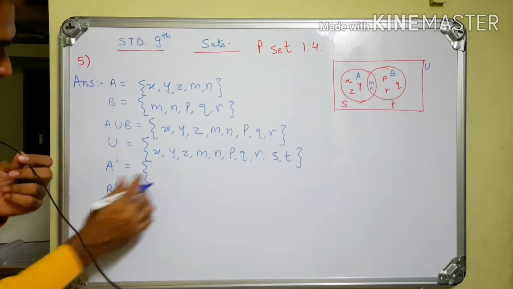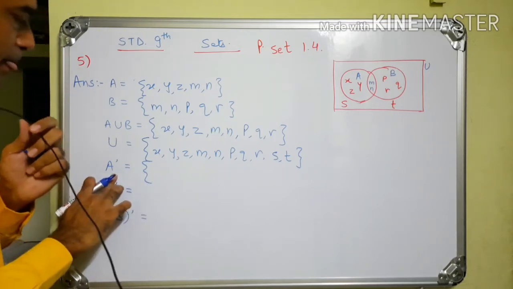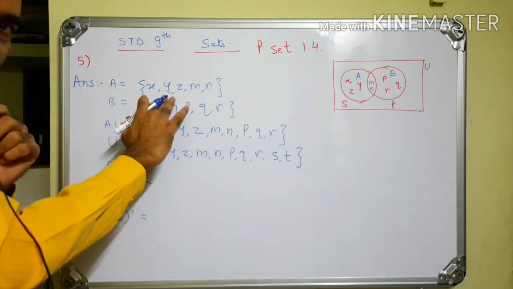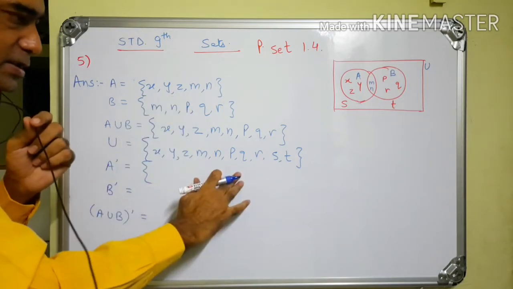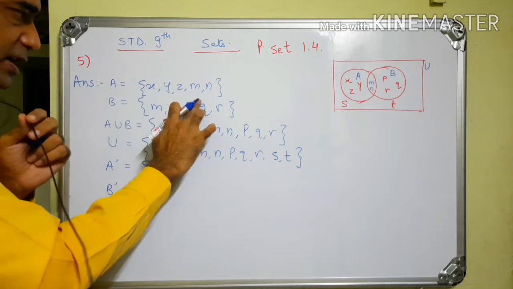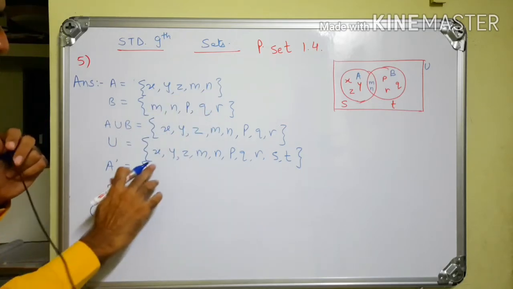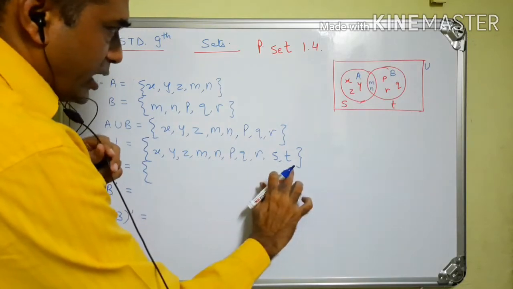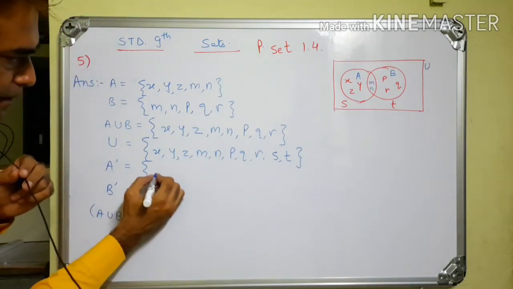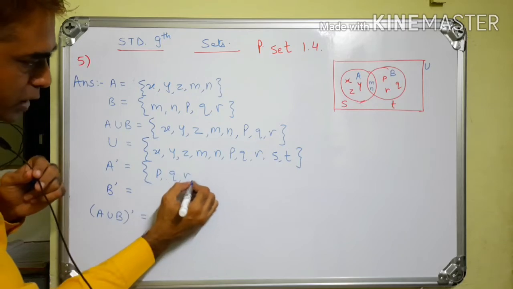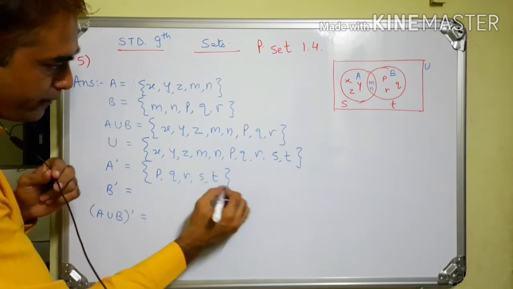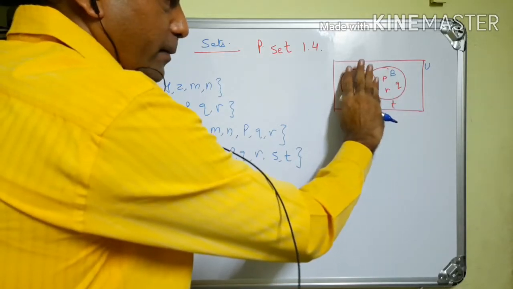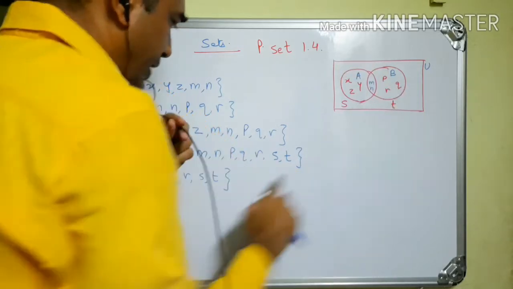Now A complement. A complement means what? Elements of the universal set which are not the elements of set A, the remaining elements other than those present in set A. So we will not include X, Y, Z, M, N. We will take the remaining elements. So the remaining elements will be P, Q, R, S and T, leaving the elements in set A.